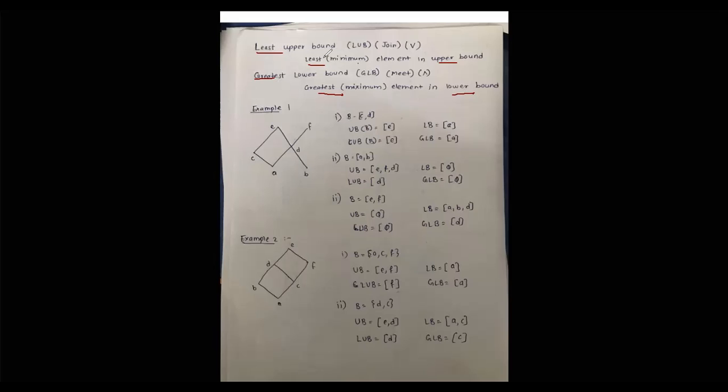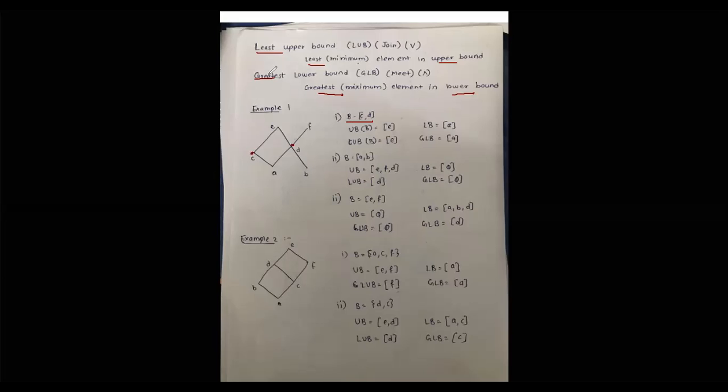So what is the least upper bound? It is nothing but finding the least element from the upper bound set, and the greatest lower bound is nothing but finding the greatest element from the lower bound set. Let's see the examples. So this is the Hasse diagram given to us of a particular poset, and the set B is given to us wherein the elements are C and D. So these are the two elements.